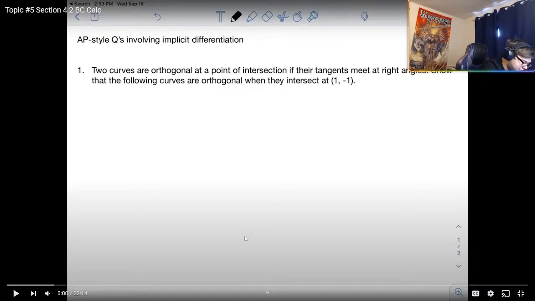Show that the following curves are orthogonal. I can't write, bruh. And they intersect at (1, -1). Do I ever reply to anyone's messages? I do. My bad, one second.